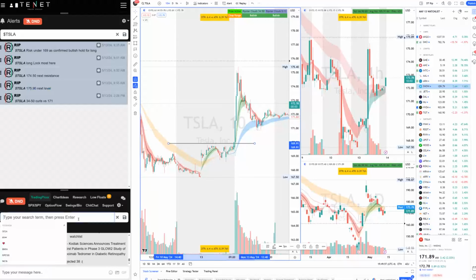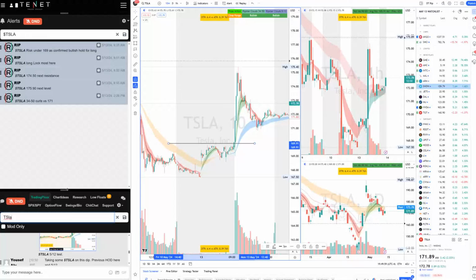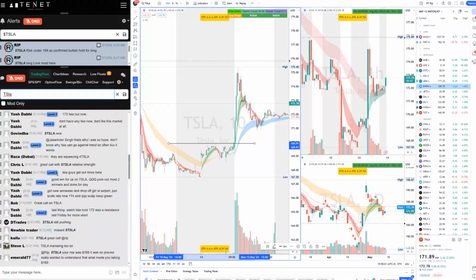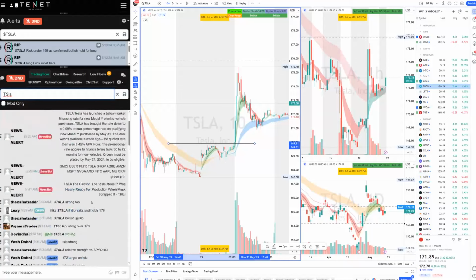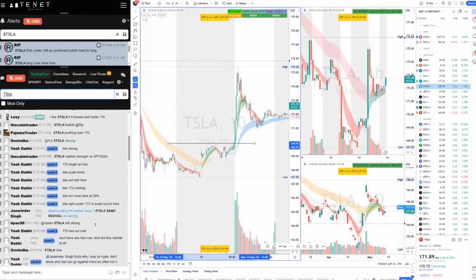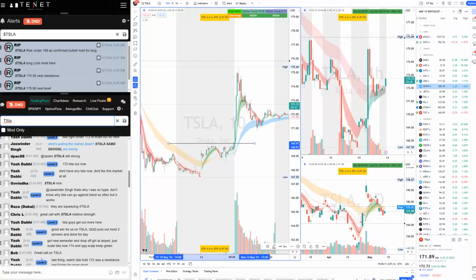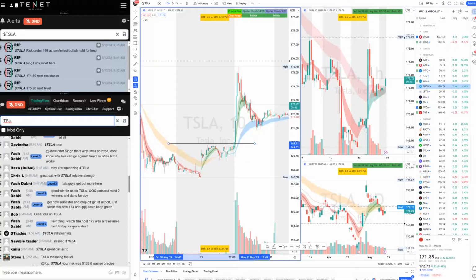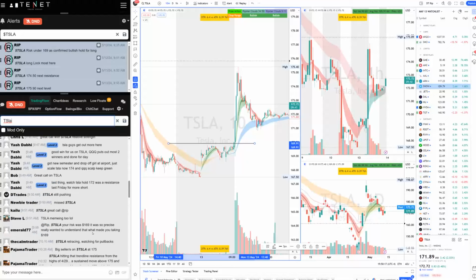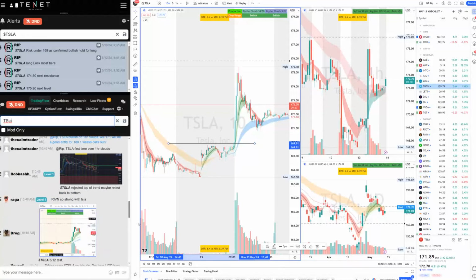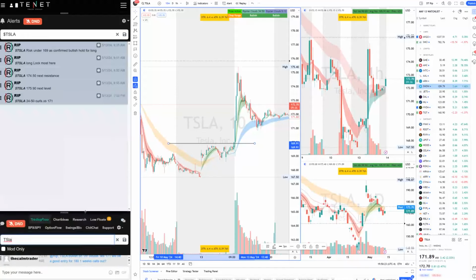Nice long trade on Tesla. A lot of traders did really good on Tesla all day in the community. Tesla was a beautiful trade for everyone in the community, and well done, everybody. Very proud of this one on Tesla. Bob did good. Yash Dabi, nice guidance. Kailu was doing good as well on Tesla. So yeah, that was a really good trade on Tesla.